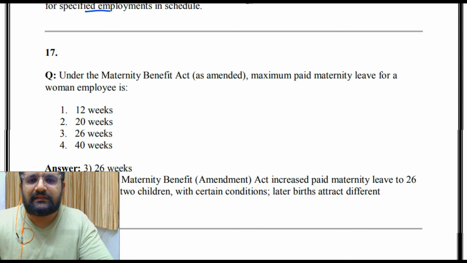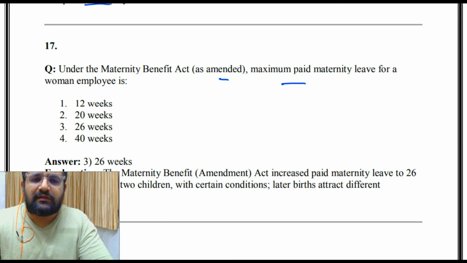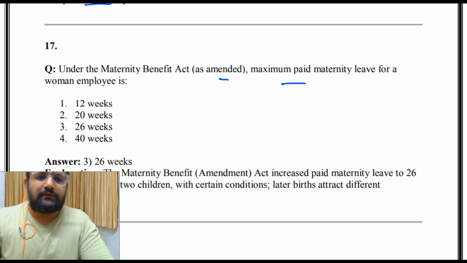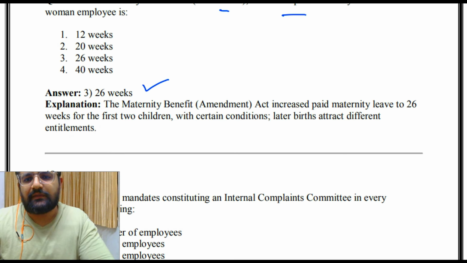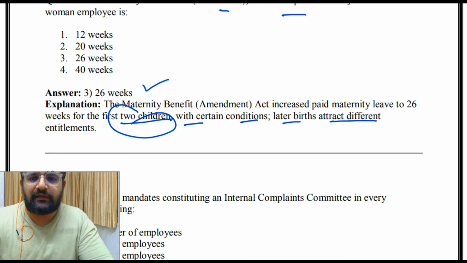Under the Maternity Benefit Act as amended, maximum paid maternity leave for a woman is 12 weeks, 20 weeks, 26 weeks, or 40 weeks. So answer is 26 weeks. The Maternity Benefit Amendment Act increased paid maternity leave to 26 weeks for the first two children, with certain conditions; later birth attracts different entitlements. ठीक है, for the first two children, Maternity Benefit Act increased paid maternity leave to 26 weeks.